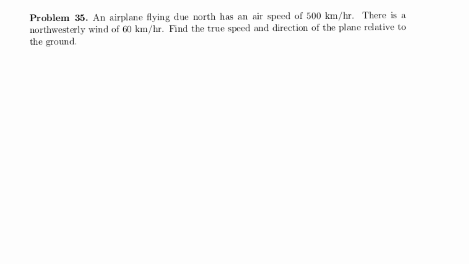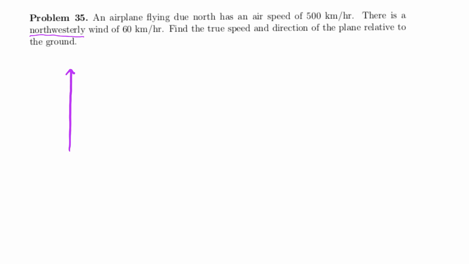Now, when we're drawing the picture that corresponds to this, it's pretty easy that we have the plane that's going true north with a speed of 500 kilometers per hour. Now, when we say that we have a northwesterly wind, what we mean is that the wind is coming from the northwest direction. So the wind is coming from this direction. So really, we have a vector that's heading off in this direction that will be our actual wind vector.